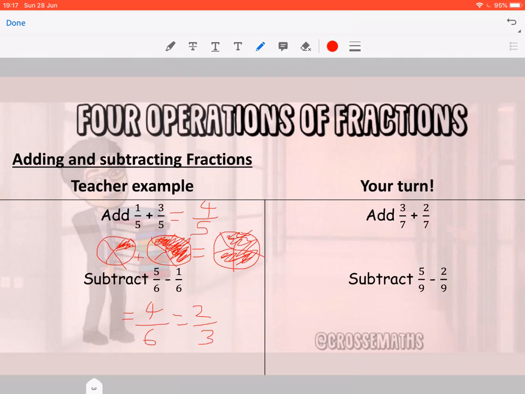Right then, so the ones on the right. Okay, exactly the same. 3 plus 2 gives me 5. 7 stays on the bottom. 5 take away 2 is 3. 9 stays on the bottom. That can simplify to 1 over 3.